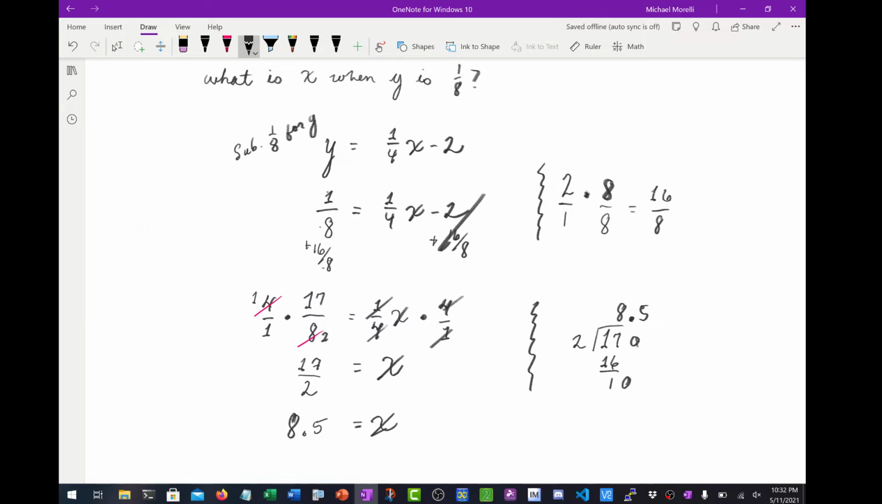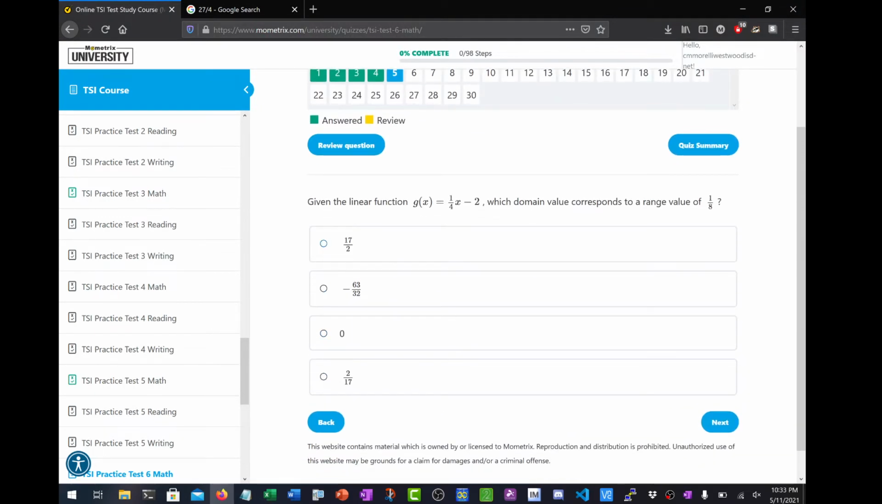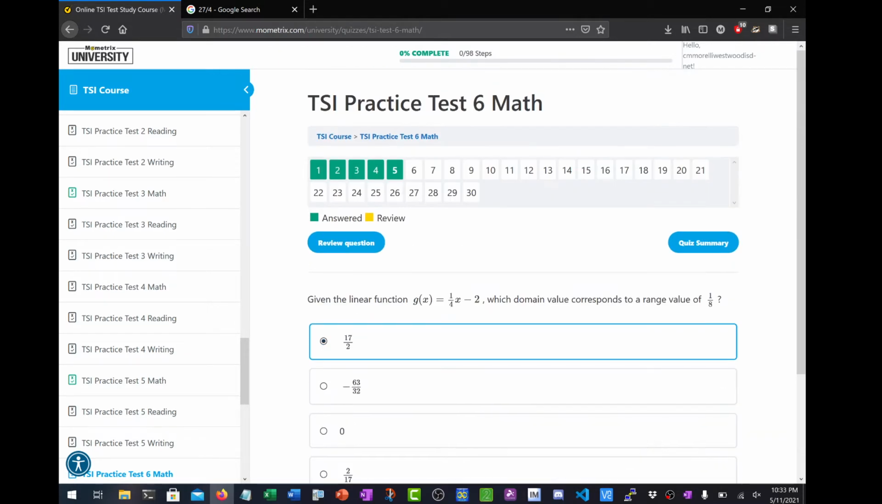And so this is the domain value because domain is x. And I don't know, maybe they want this as a fraction. So 8.5 is 8.5 or 17/2, right? So let's go look at the answer choices and see what they want. They wanted it left in improper fraction form. So that's what I would choose.